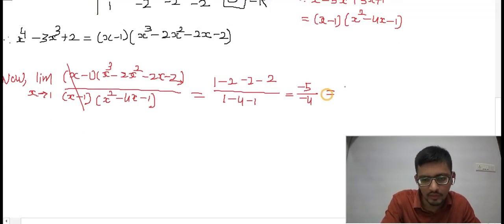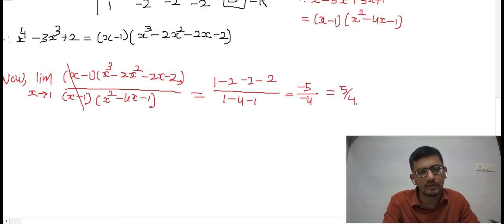Final answer will be what for this limit? 5/4. Khalas, this is your answer.